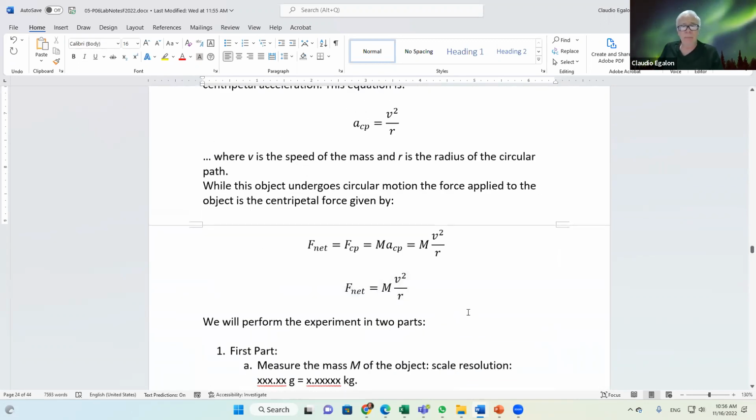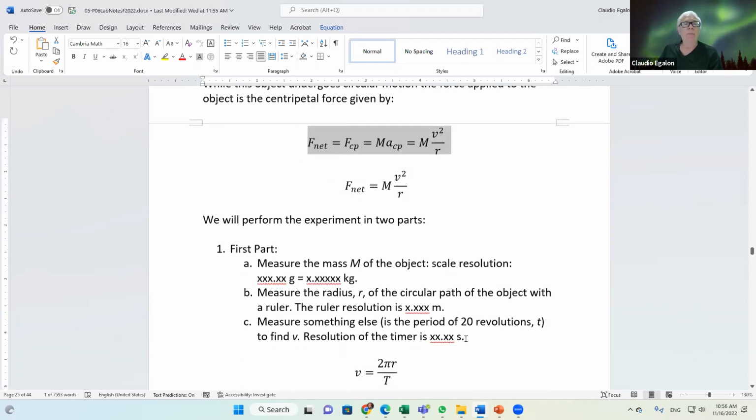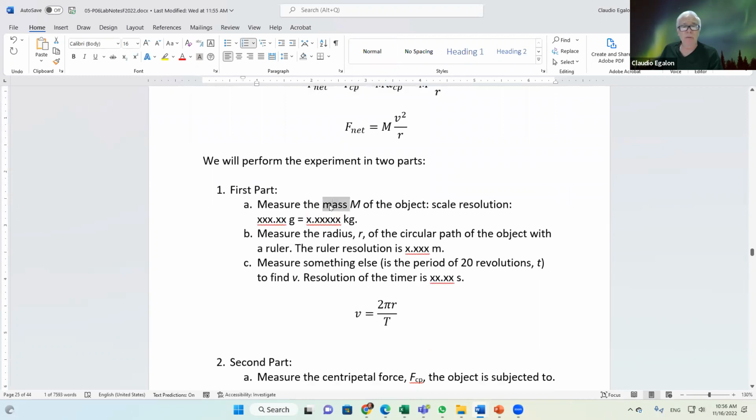And what else do we do? We are going to use Newton's law, not only this equation for the centripetal acceleration, but also the equation for Newton's law, which is the mass of the object times its centripetal acceleration. The net force is mv squared over r. In the experiment, we measure the mass of the object using a scale that has a resolution of 100th of a gram. Every mass measurement that we do in this class, we use this scale here that has this resolution of 100th of a gram.